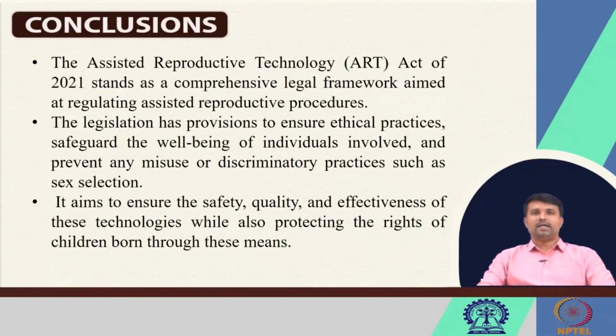To conclude, the Assisted Reproductive Technology Act of 2021 stands as a comprehensive legal framework aimed at regulating assisted reproductive technology procedures in India. The legislation has provisions which ensure ethical practices, safeguard the well-being of individuals involved in the process, and prevent any type of misuse or discriminative practice such as sex selection. It aims to ensure safety, quality and effectiveness of these technologies while also protecting the rights of the children born through these means.